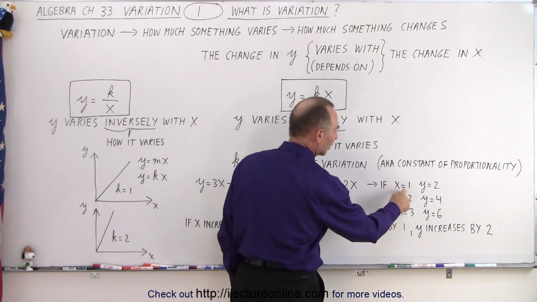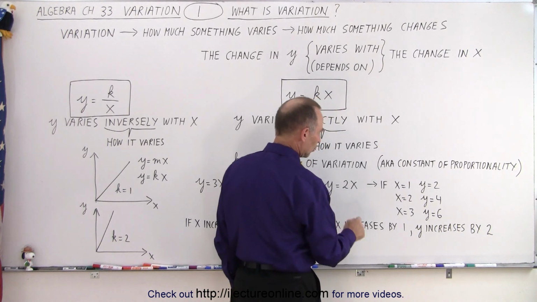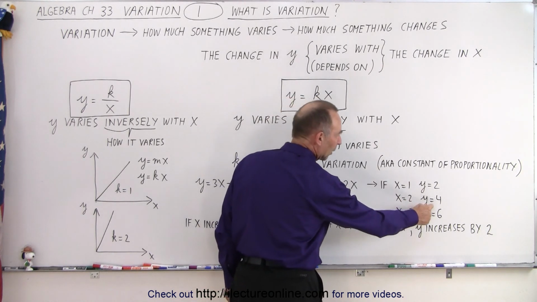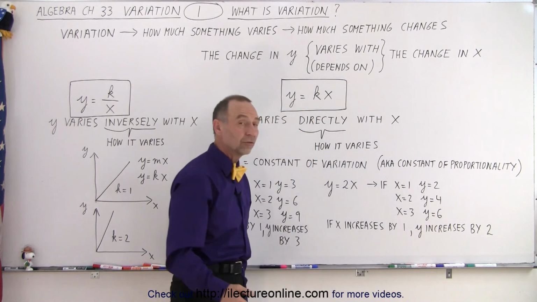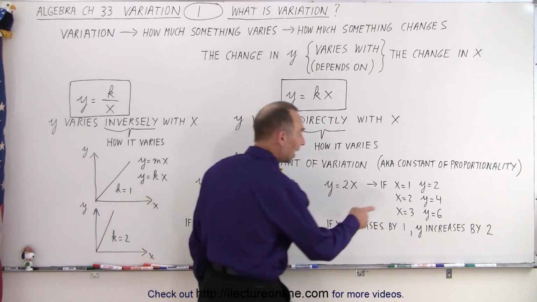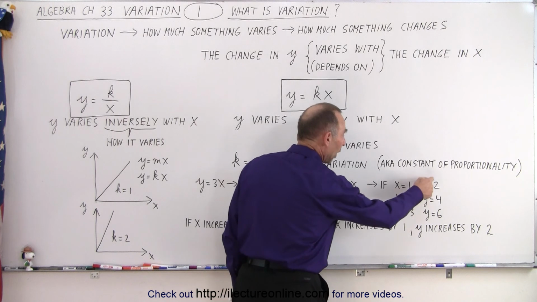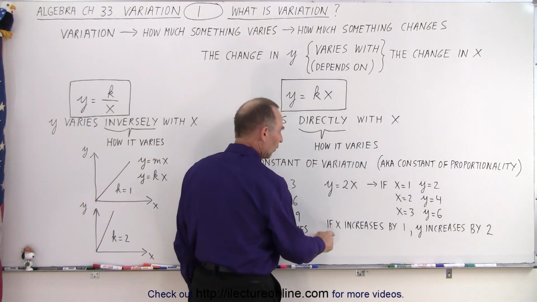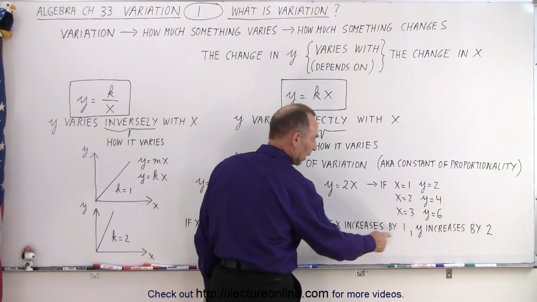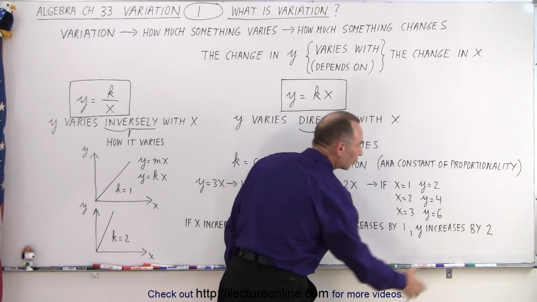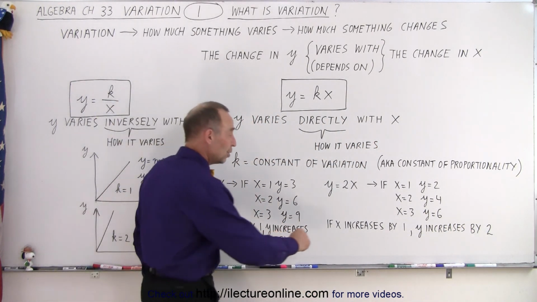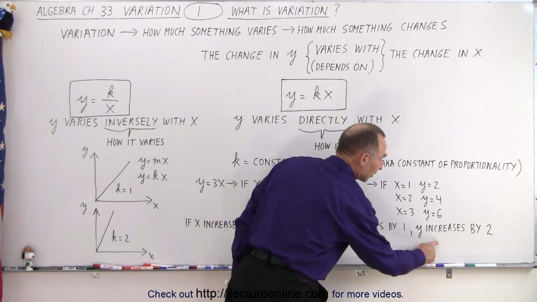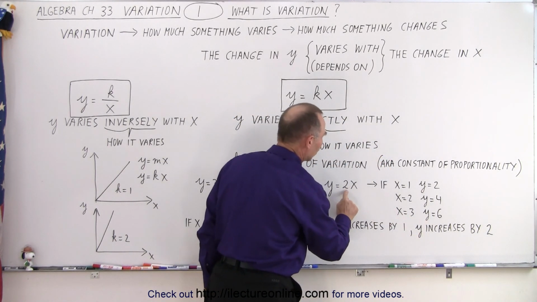So if x is equal to 1, y will be equal to 2. If x is equal to 2, y will be equal to 4. If x is equal to 3, y will be equal to 6. So we can see here that as x changes by 1, y will change by 2. So if x increases by 1 unit, y will increase by 2 units. And that's what we're talking about when we talk about variation. If we know how x changes, we'll be able to figure out how y changes because of this constant right here.